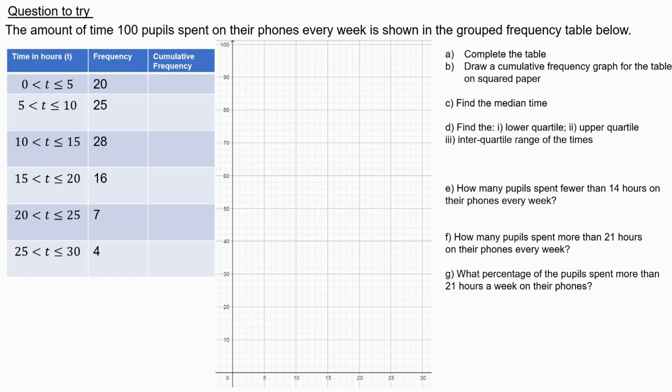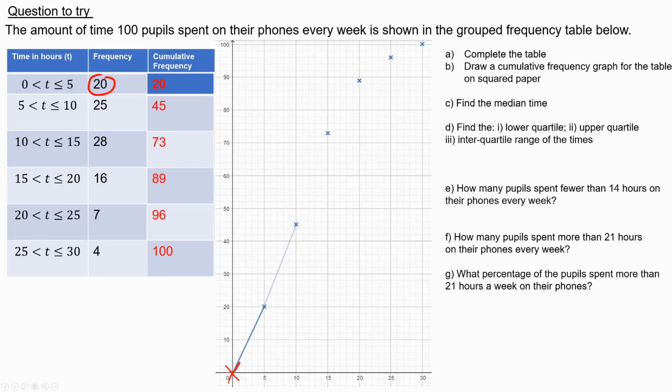Okay, here are the answers. We know that there are 20 pupils who'd spent between 0 and 5 hours. And then 20 plus 25 is 45. 45 plus 28 is going to be 73, and so on. So that's how we would fill in the cumulative frequency column. We now need to plot the endpoints and cumulative frequency, not forgetting that you also have to go through 0, 0. Having done this, we then need to join up the points with straight lines.